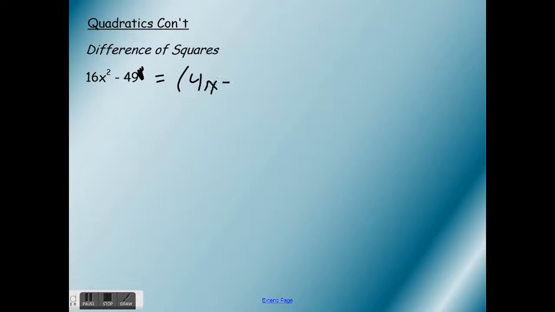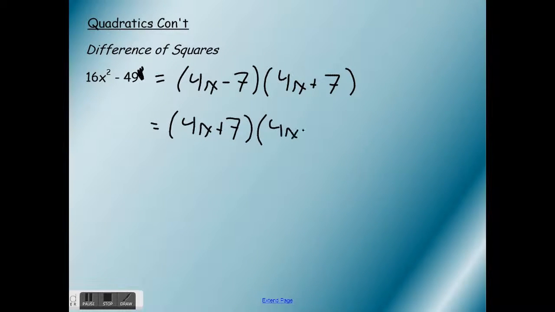4x minus 7. Is it always the same, just like plus? I could write, if I really wanted to, plus 7 first and minus 7 second. That doesn't matter, but one has to be plus and one has to be minus. Exactly. Okay, so we got this? Make sense? Now comes the hard part.